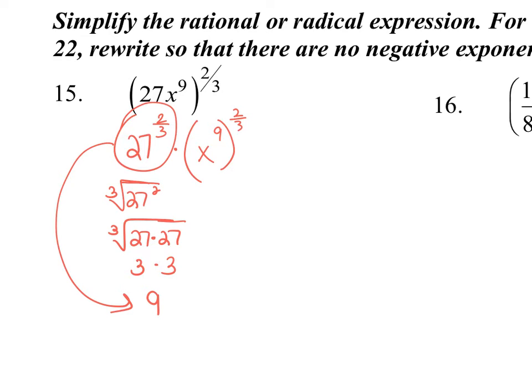Do your cube root of 27 first, then square it. Could you square the 27 first and then take the cube root? Yes, but the cube root of 729 is not something you would recognize, but you could still do it, okay? That order doesn't matter. Now over here, you have power to a power. So we're going to do x to the 9 times 2/3, which gives us x to the 6th, and that would be our answer. Okay.